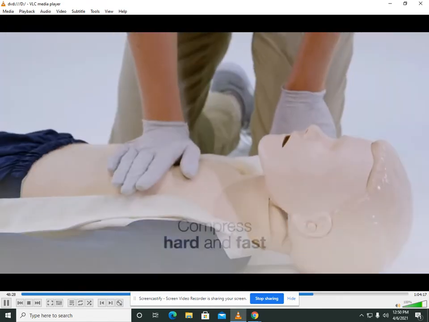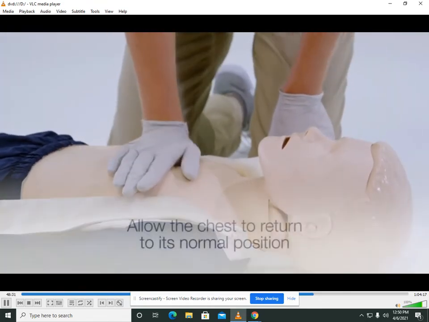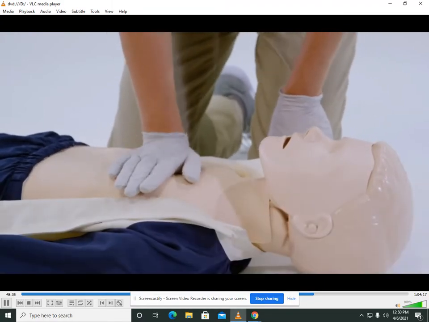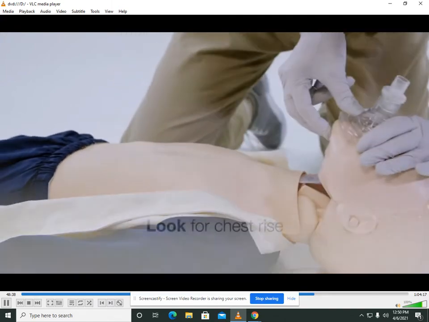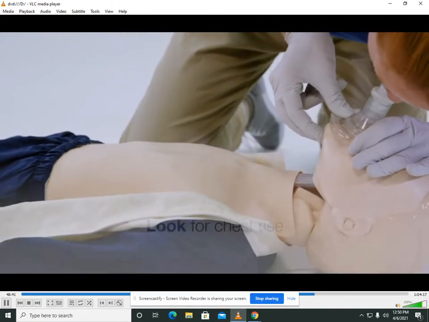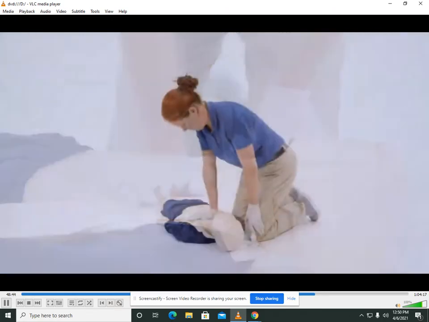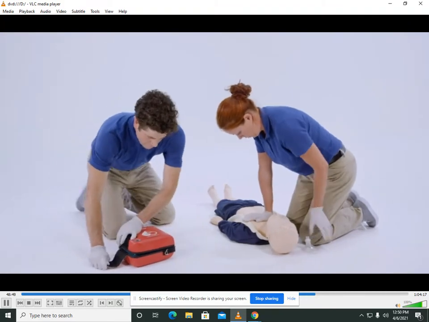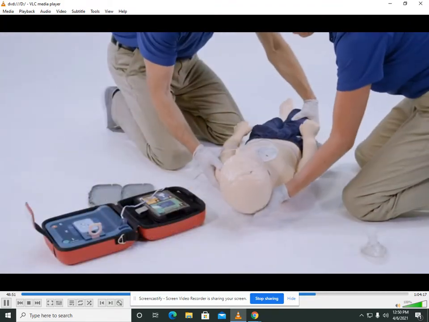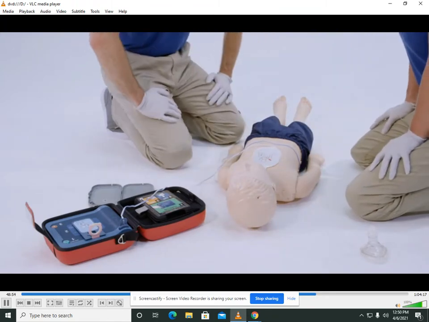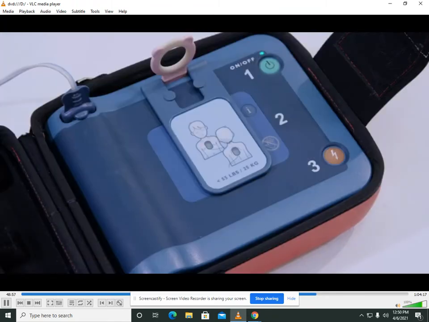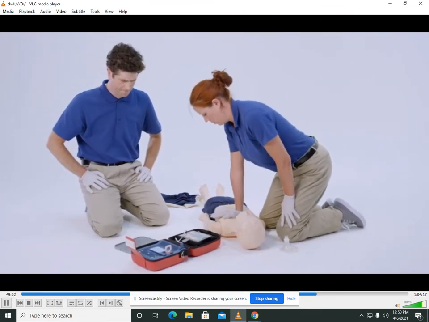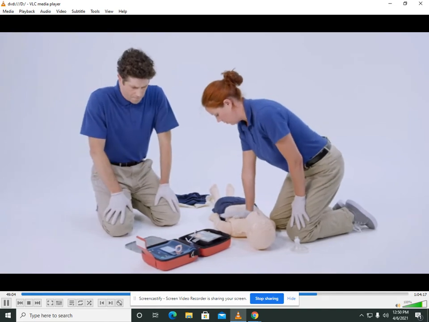Quality matters. Compress hard and fast, and allow the chest to fully recoil to its normal position after each compression. Be sure rescue breaths are effective by looking for chest rise. Attach an AED immediately if one arrives. If a shock is not indicated by the AED, immediately resume CPR. No shock advised. Be sure emergency medical services have been called. Continue to follow the AED's voice instructions.